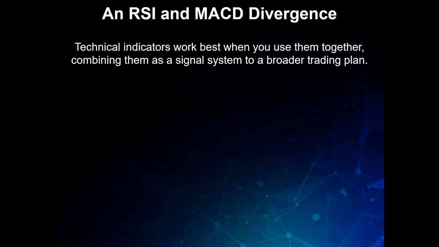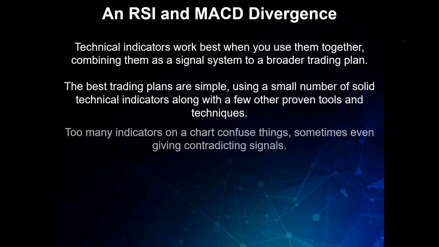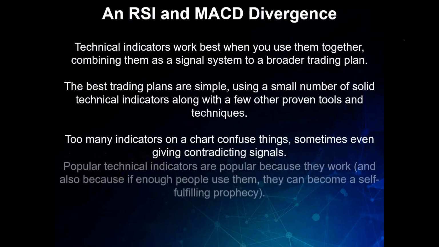An RSI and MACD divergence, well, technical indicators work best when you use them together, combined as a signal system within a broader trading plan. The best trading plans are simple, using a small number of solid technical indicators along with a few other proven tools and techniques. Too many indicators on a chart confuses things, sometimes even giving you contradicting signals. This is when you start losing money, because you're looking at too many signals, and you should really break it down to just a couple. I use the RSI, I use the MACD, and I also use an ADX as a trick to give me an indication of whether the market is trending or not.